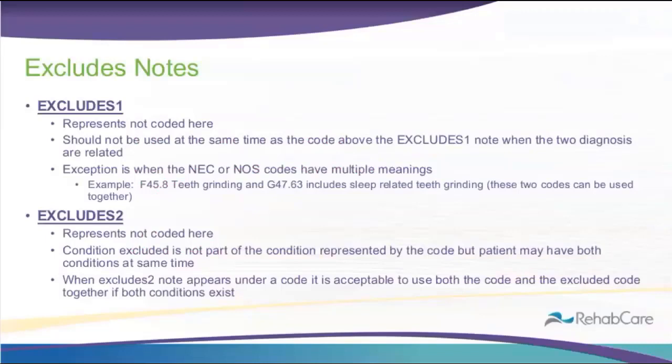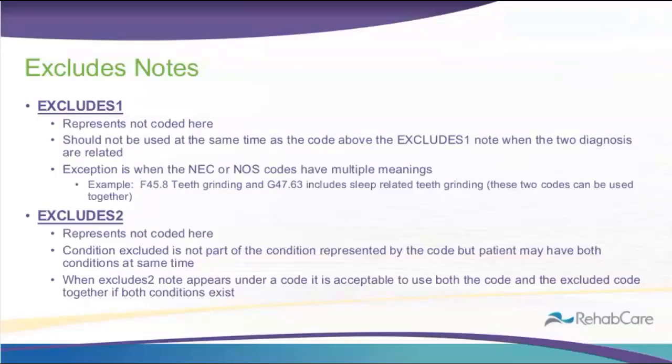There are excludes notes in the book, and it's important that you read those excludes notes and understand what they mean. Excludes 1 means it's not coded here, and it should not be used at the same time as the code above when the two diagnoses are related. I've got an example in here. Teeth grinding is F45.8. G47.63 includes sleep-related teeth grinding, so these two codes can be used together.